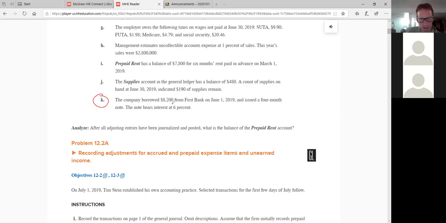This is your interest. It says the company borrowed $8,200 from First Bank on, notice the date, June 1st. And remember, our time period here ends on June 30th. It's a 4-month note. Note bears interest at 6%. So remember, this is going to be our PRT calculation. Principal is 8,200 times the interest rate, which is 0.06. And remember from last week, I always divide that by 12 to convert that to per month. And of course, in this case, it was issued on June 1st. So then you would multiply that by one month. And that would give you right around $41 of interest.